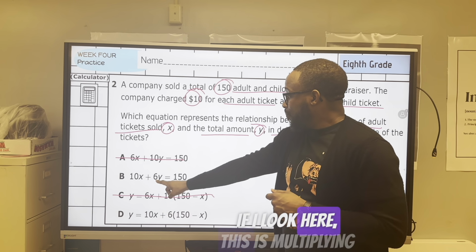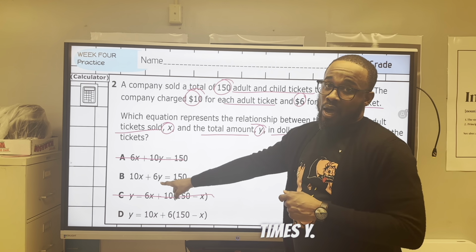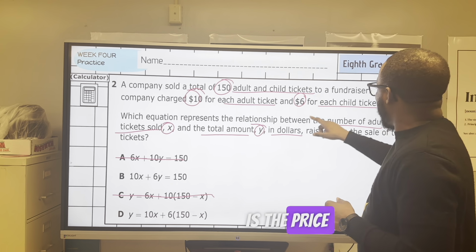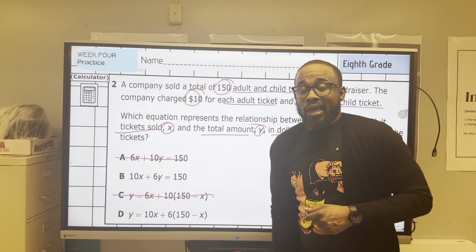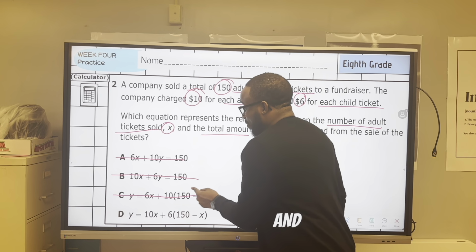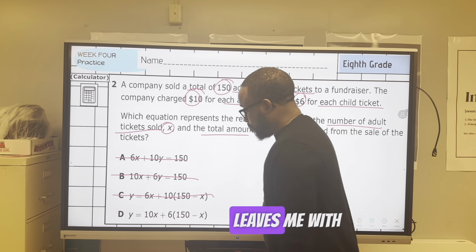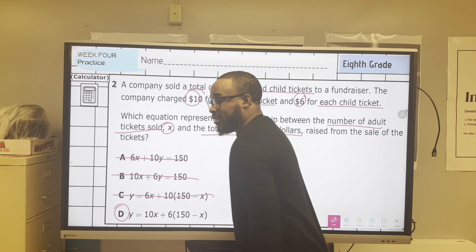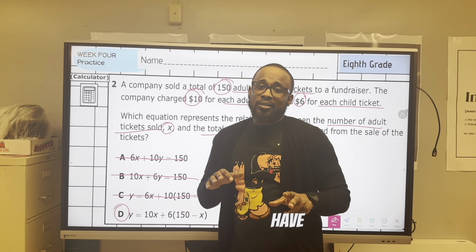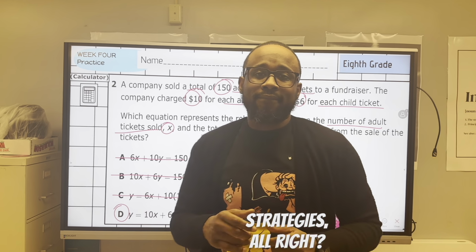If I look here, this is multiplying 6 times Y. What does 6 represent? 6 is the price of the child ticket, and Y is not the number of child tickets. So I'm going to go ahead and eliminate B, which leaves me with D. Sometimes in these tests, you just got to have test-taking strategies.